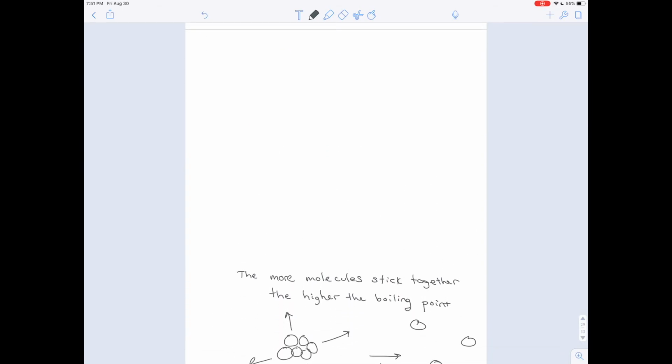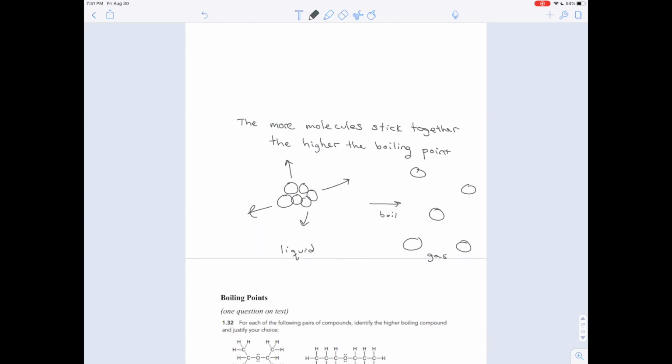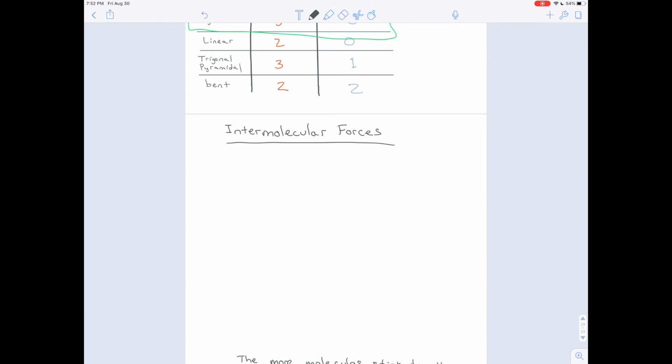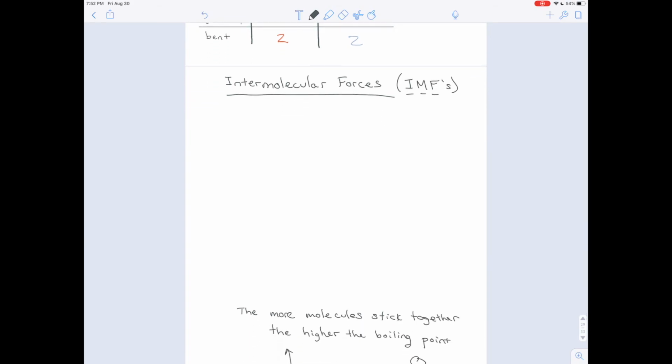Okay, the forces that make molecules stick together are called intermolecular forces. These are not things that happen inside of one molecule. They're things that happen between molecules. They're the stickiness between these molecules. There are three main intermolecular forces, and sometimes you may see these abbreviated as IMFs, intermolecular forces. There are three main ones that you would want to be familiar with.